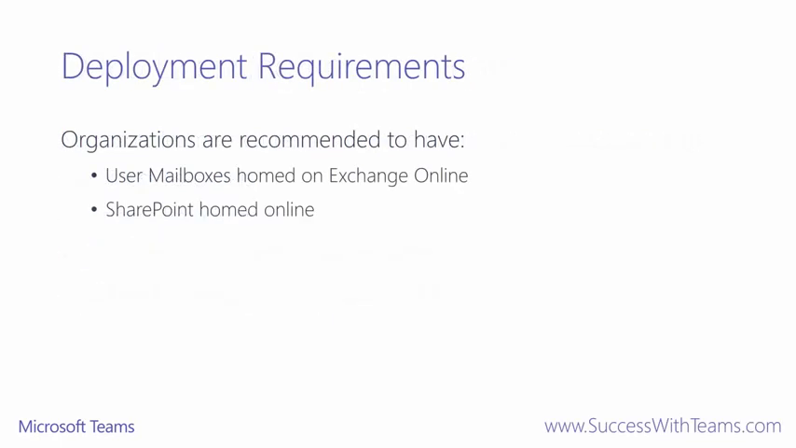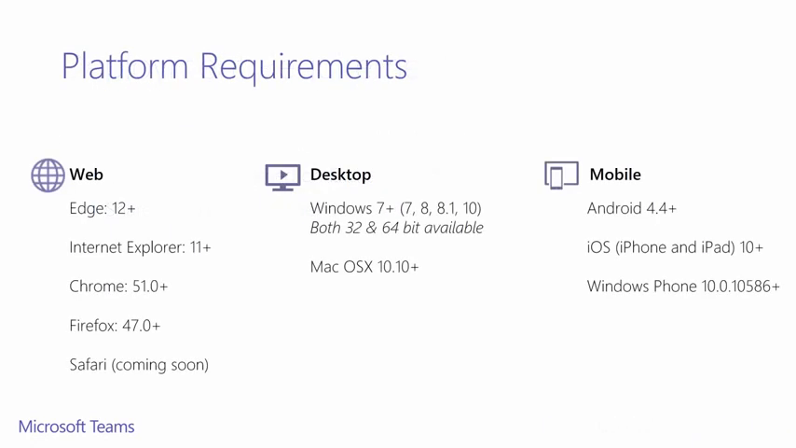On top of licensing requirements, organizations are recommended to have user mailboxes homed on Exchange Online and SharePoint also homed online. In our practical guidance doc, we cover what can be done in Microsoft Teams if you don't meet these requirements. We support a variety of clients. The web client will perform a browser detection upon connecting to teams.microsoft.com. Unsupported versions of browsers will be blocked. The system will recommend the user to download the desktop client or mobile app.